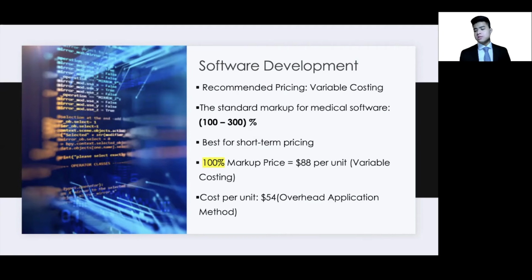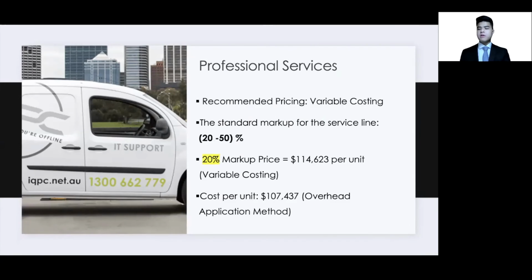It's used for management decision making in the future if HSS decides to make a technical pricing decision regarding competitors' actions in the market. The recommended pricing strategy for professional services will be cost plus pricing using variable costing. This is because the norm in the industry for the markup is sufficient to cover the absorption cost of $107,000 from the overhead application method in our first report regarding cost allocation. Because of this, absorption costing is not required as the price will be more expensive if absorption costing is used.